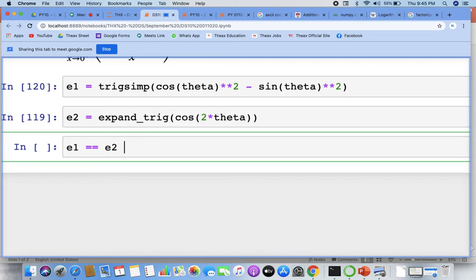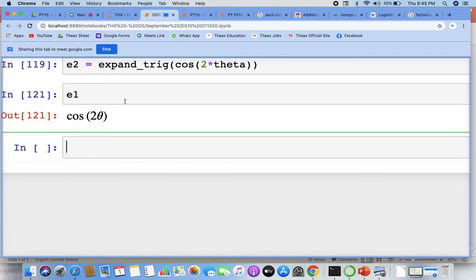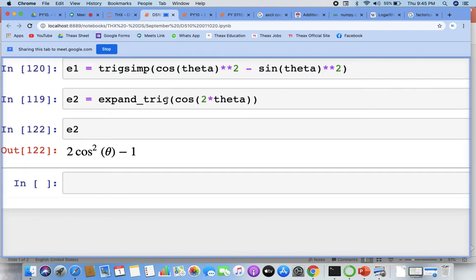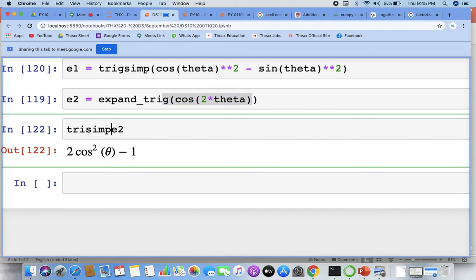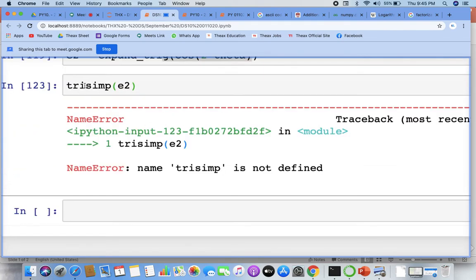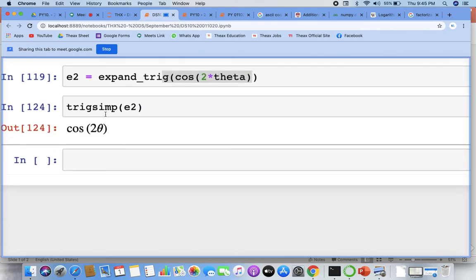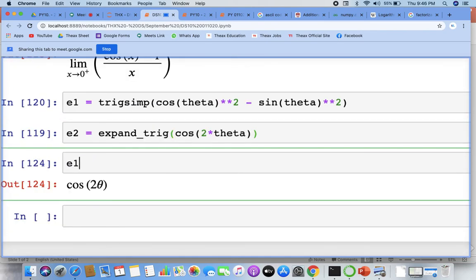No, it's true. The first one has cos square theta minus sine square theta, that is obviously 2 cos square theta minus 1, right? E1 and E2, if you see, what is E1? Cos square theta minus sine square theta, that is cos 2 theta, right? And E2, that is 2 cos square theta minus 1, which is exactly the expansion of this. So if you simplify this, we are going to get the same thing, right? If I say trig simplification, obviously we are going to get the same thing, cos 2 theta. So, can we write E1 equals E2?